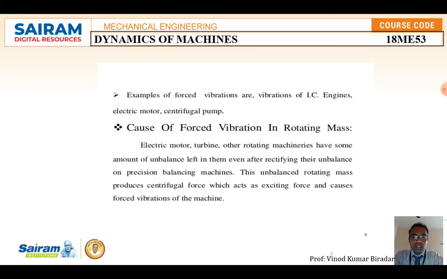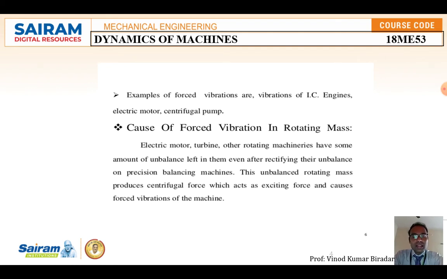An electric motor, or any turbine or other rotating machinery component, has some amount of unbalance left in it, even after rectifying the unbalance on precision balancing machines. This unbalanced rotating mass produces centrifugal forces, which act as the exciting force and cause the forced vibration of the machine.